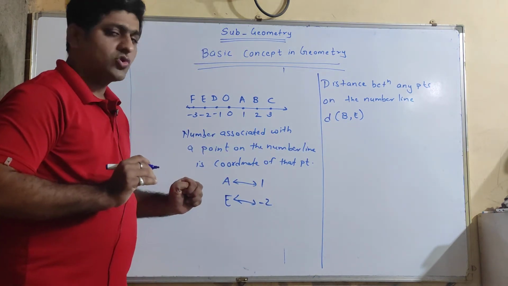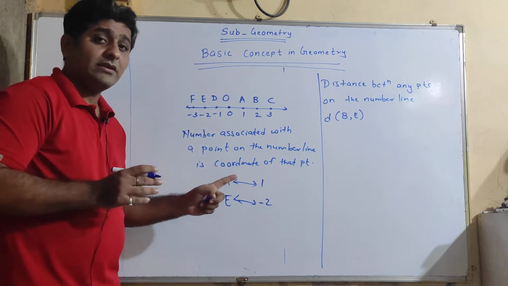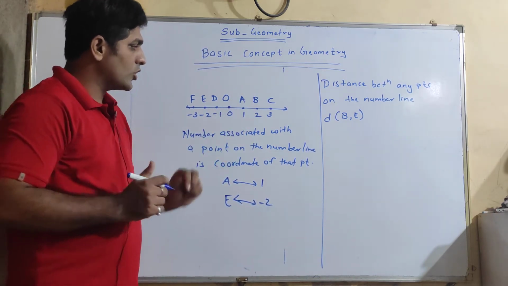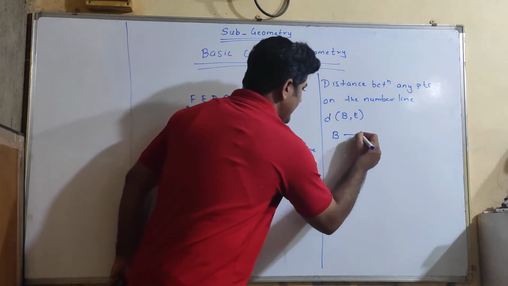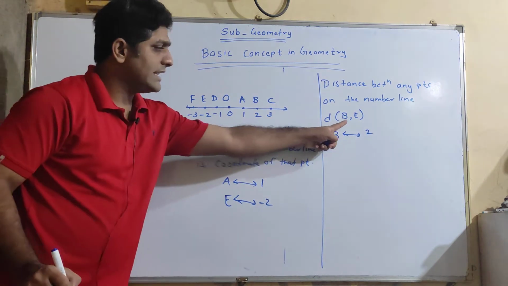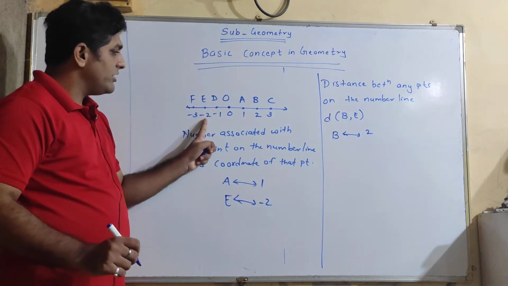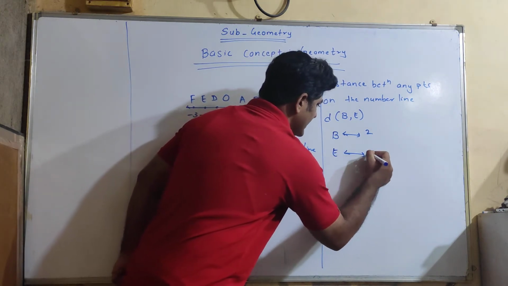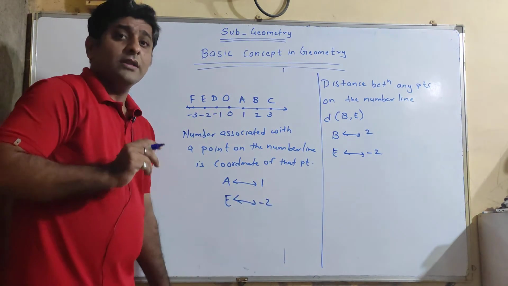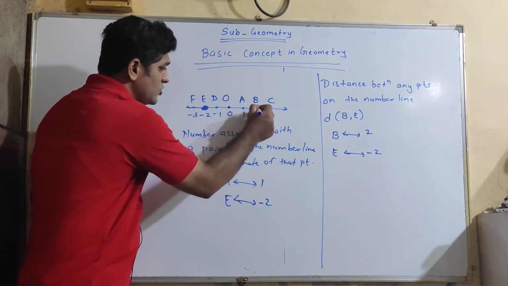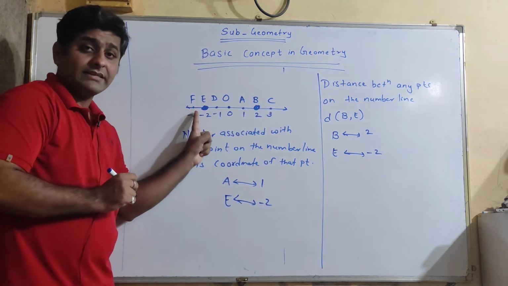So what am I supposed to do now in this case? First we will write the coordinates which are associated with those points, like B coordinate. So the coordinate of B is 2. Similarly, the next point over here is E, so we'll look at the coordinate of E. E coordinate is minus 2.